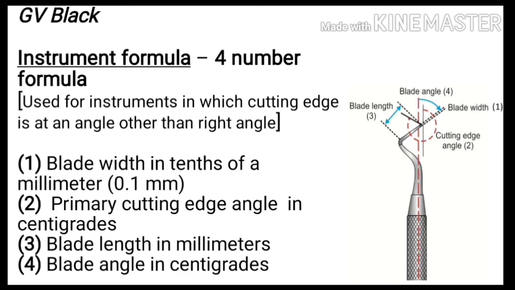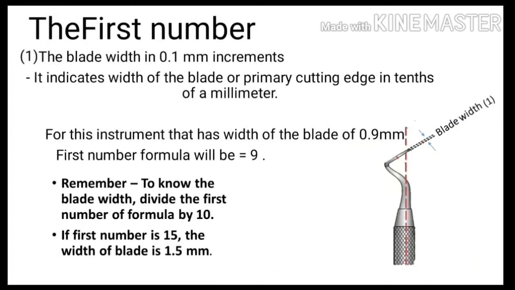In the 4-number formula, the first number indicates blade width in tenths of a millimeter, that is 0.1 mm increments. Second number is primary cutting edge angle in centigrades. Third number, blade length in millimeters. Fourth number, blade angle in centigrades. Now we will see one by one.